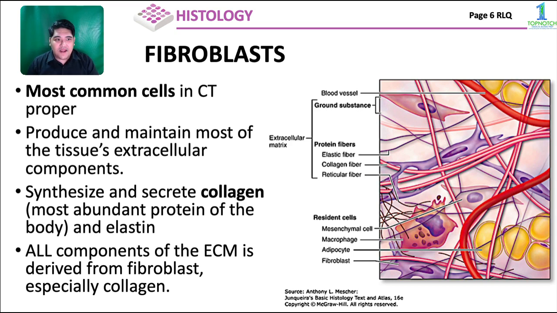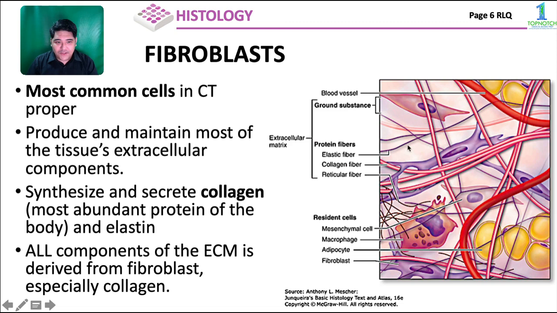What does the fibroblast actually do? It synthesizes and secretes our collagen. Of course, if you are the most common cell, collagen is the most abundant protein of the body. Second, the fibroblast also makes elastin, but not much. So, all components of the ECM are derived from fibroblasts. Excuse me, it seems like I have a fibroblast in my throat. Joke lang. Okay? So, fibroblast.